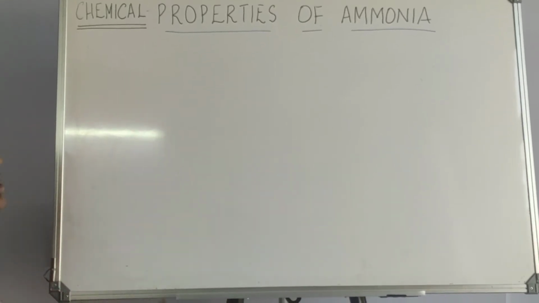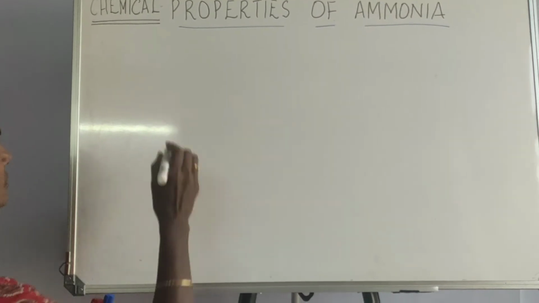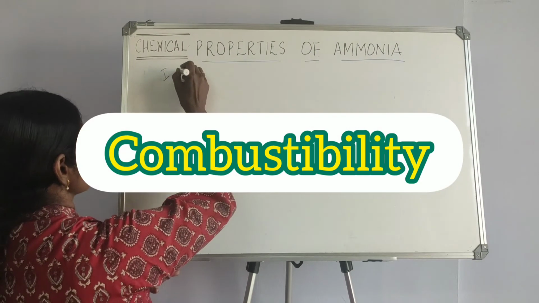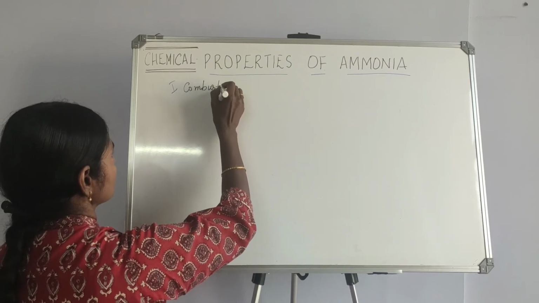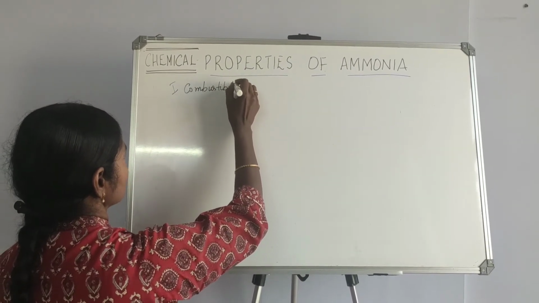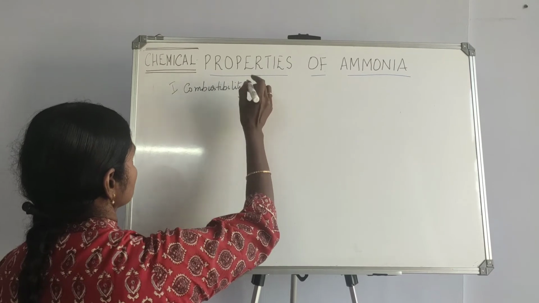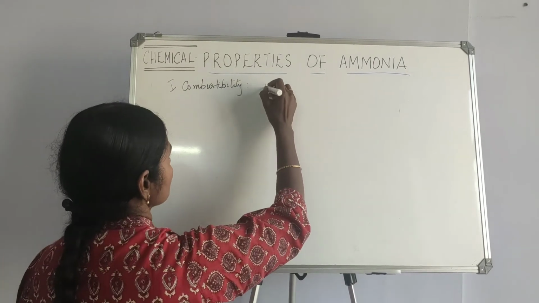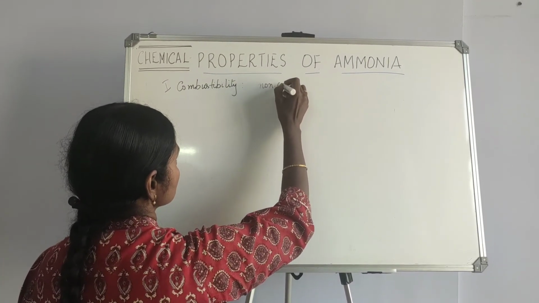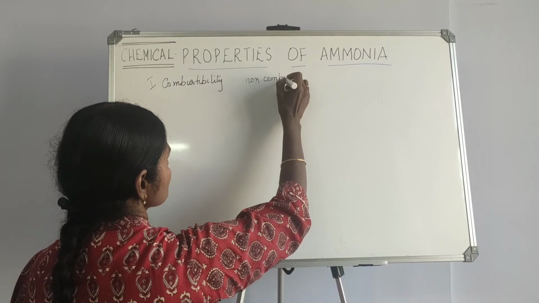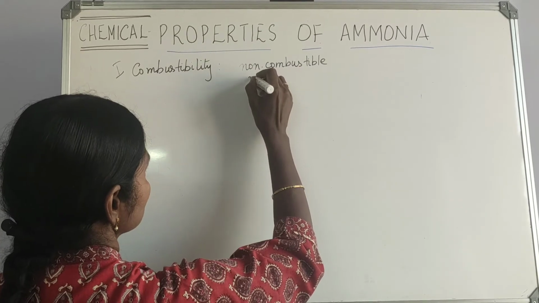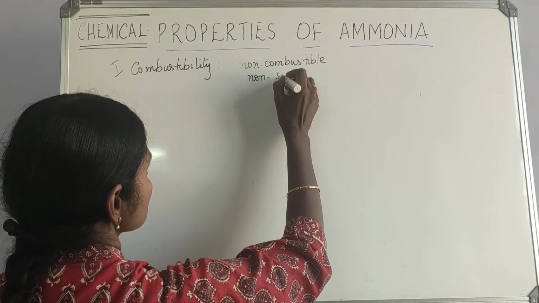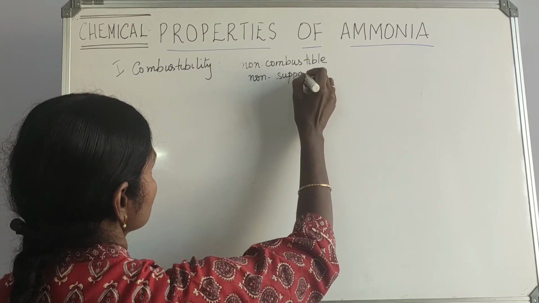Now we move on to the chemical properties of ammonia, and the first one is combustibility. Ammonia is non-combustible, which means it does not burn and it does not support combustion. So it's a non-supporter of combustion.